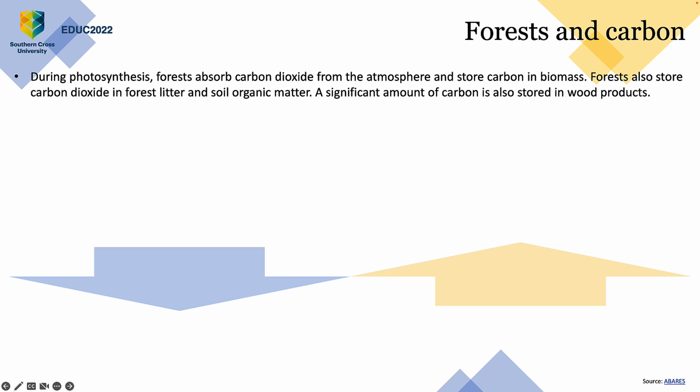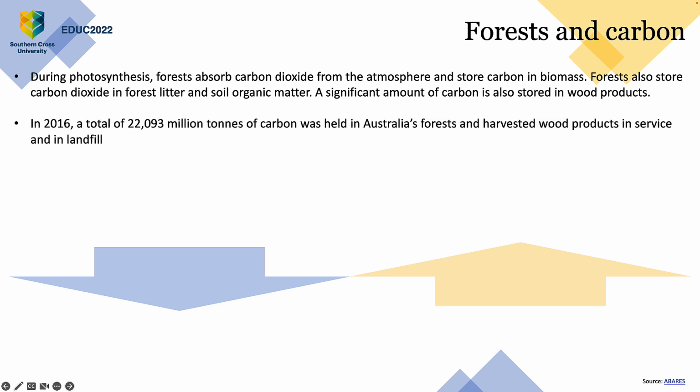Like it says there, a significant amount of carbon is stored in wood products. So again, you build a house with timber framing, that carbon has been sucked out of the atmosphere, goes into the tree, the tree's harvested, and that's actually locked away in the building. So when we look at that, in 2016, 22,000 million tonnes of carbon was held in Australia's forest, in harvested wood products in service and in landfill. So that's a very, very big number there.